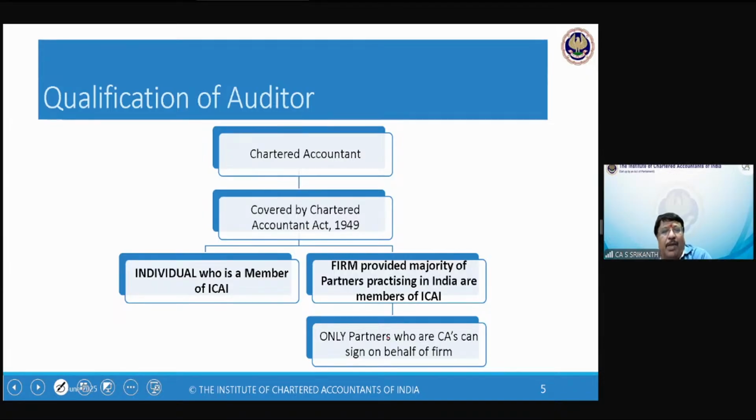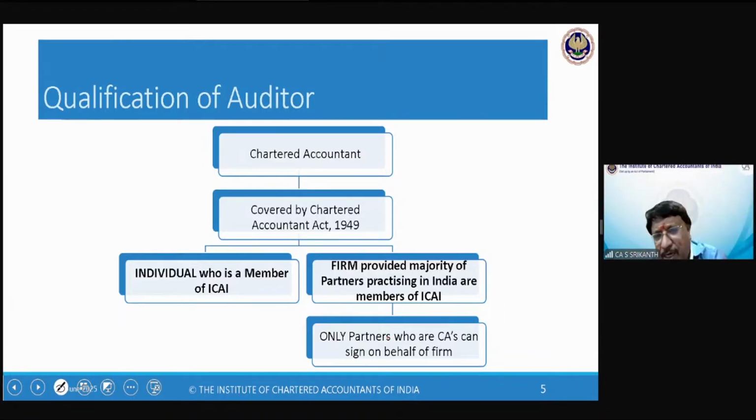Now, an individual who is a member of ICAI can be an auditor. Also, a firm of chartered accountants. The Companies Act says the majority of partners practicing in India must be members of ICAI. So the Companies Act envisages multi-professional partnerships, but even there, the majority of partners practicing in India must be members of ICAI. So you can have a CFA or a CPA as a partner, no problem, but the majority should be members of ICAI.